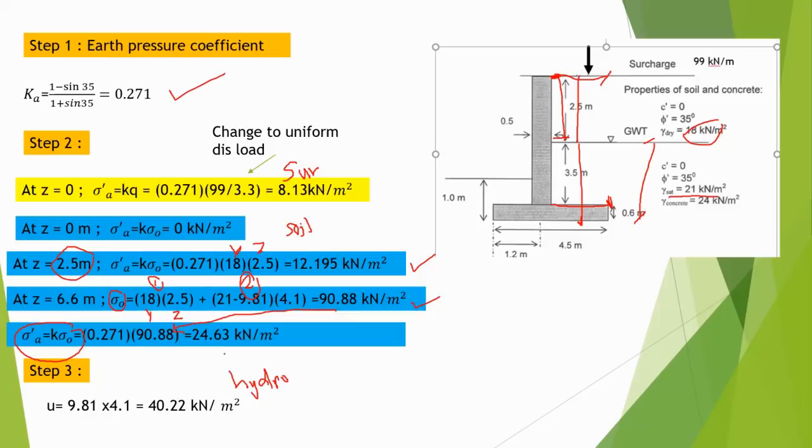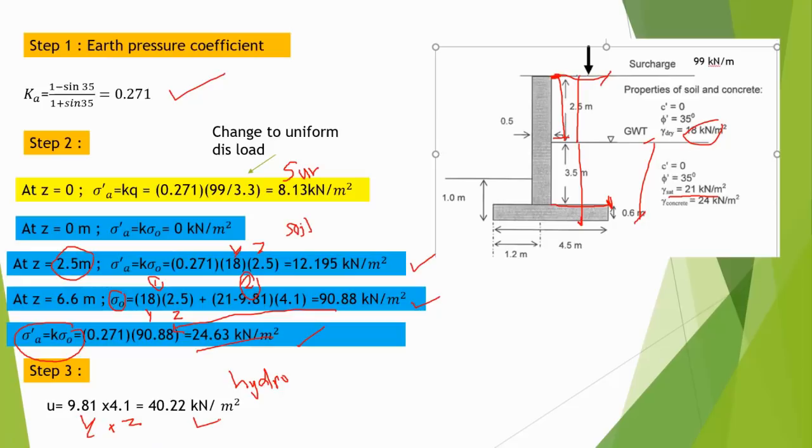Okay. And then, dapat 24.63, settle. Okay. Lepas tu, step ketiga. Kira untuk hydrostatic pula. Macam mana hydrostatic? Unit weight of water times with the Z. Okay, you can get unit weight of water kekal 9.81 darab dengan Z yang panjang semua ialah 4.1. You can get 40.22. Okay, settle.